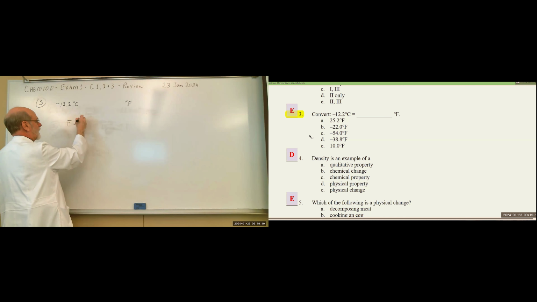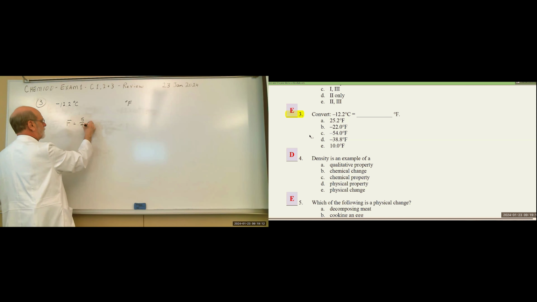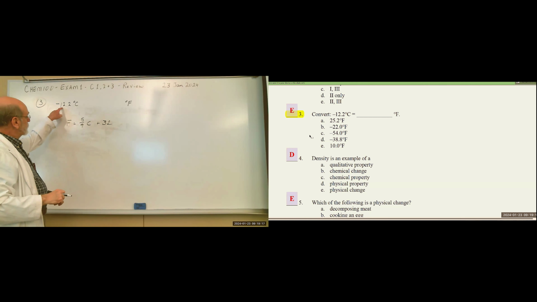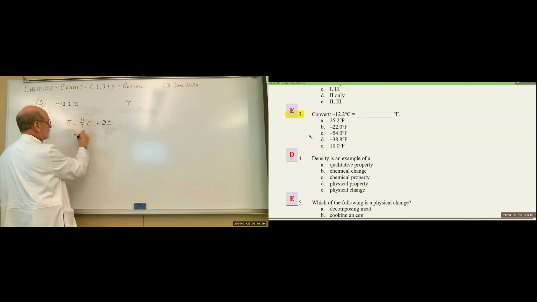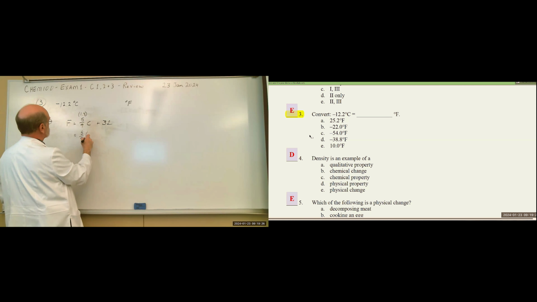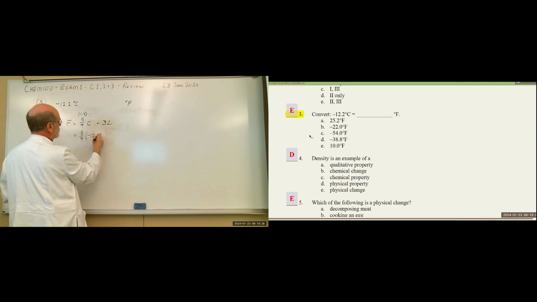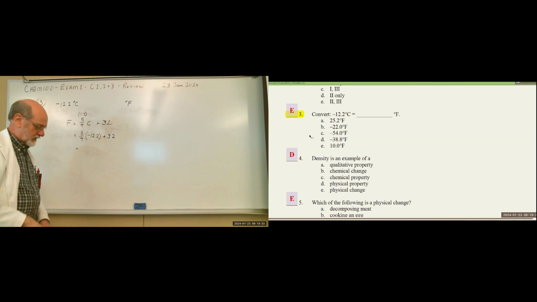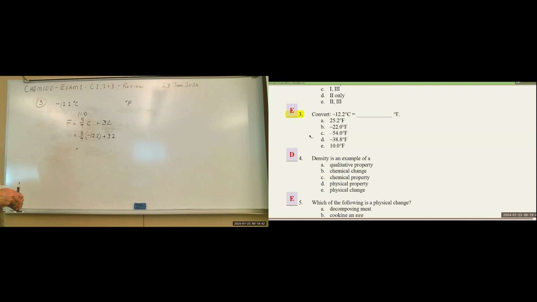So I have this one memorized. There you go. So we know what this one is. So really all we need to do, and your book may call this 1.8, same thing. And this is going to be minus 12.2 plus 32. So we need our calculator. Let's see what I did with mine. Here we go.